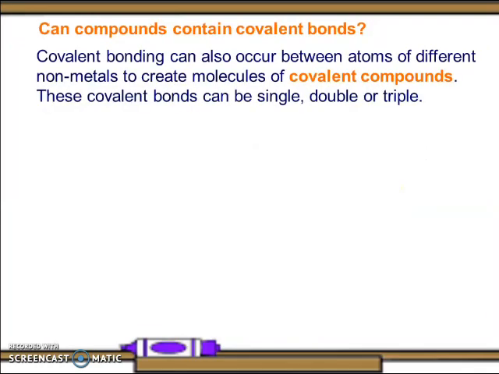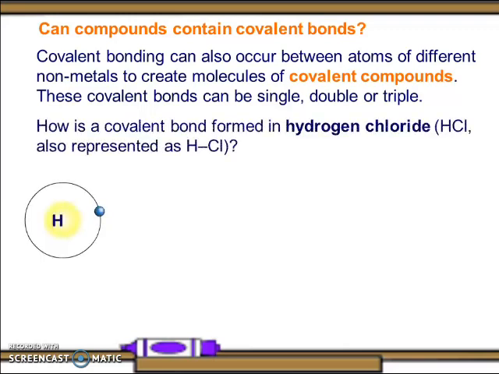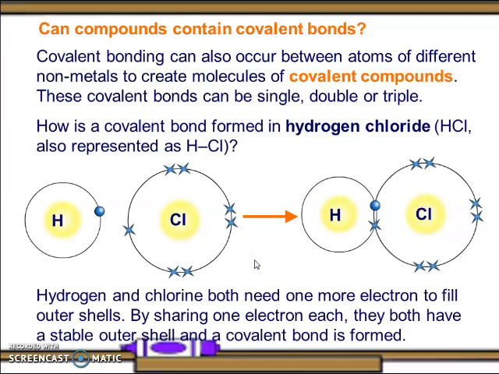Can compounds contain covalent bonds? Covalent bonding can also occur between atoms of different nonmetals to create molecules of covalent compounds. These covalent bonds can be single, double, or triple. How is a covalent bond formed in hydrogen chloride? Hydrogen and chlorine both need one more electron to fill their outer shells. By sharing one electron each, they both have a stable outer shell and a covalent bond is formed.